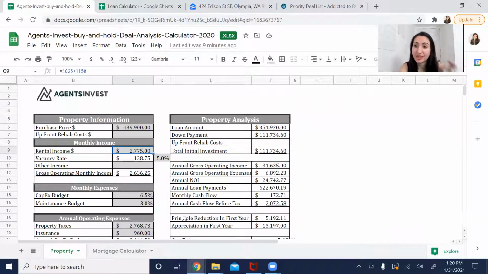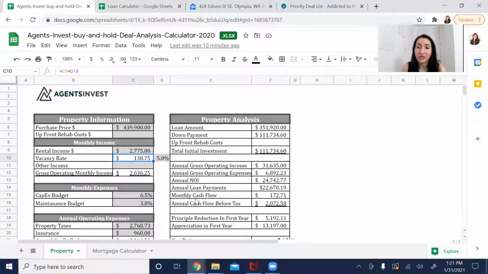That is how much money the property brings, how much money the tenants are willing to pay for that property. So it's a duplex, it's 2 units. So total is 1625, and the other one is 1150. So total $2,775. And I put a vacancy rate of 5%, and that is in Olympia.